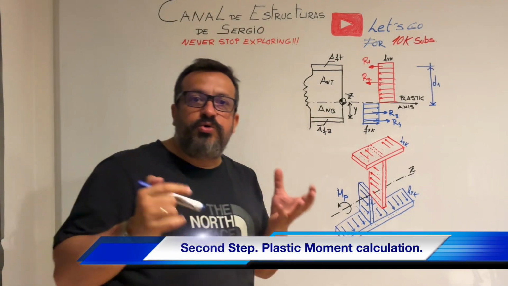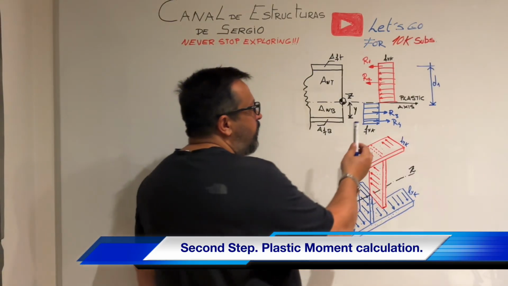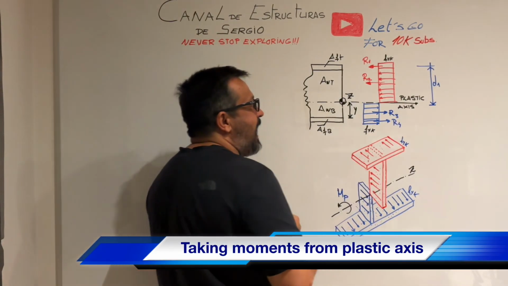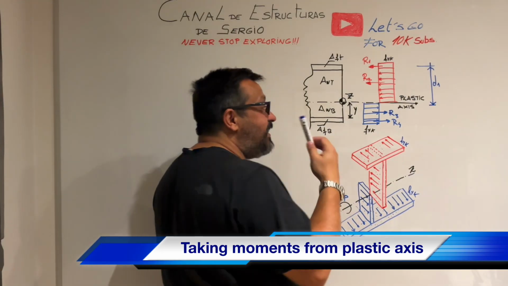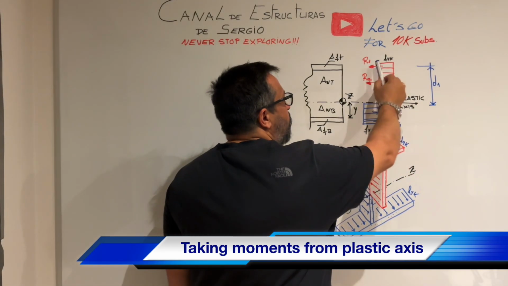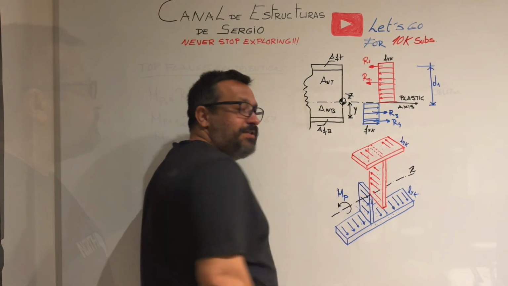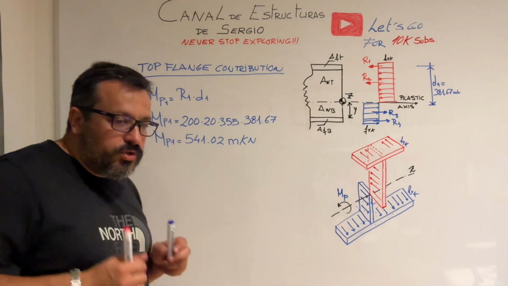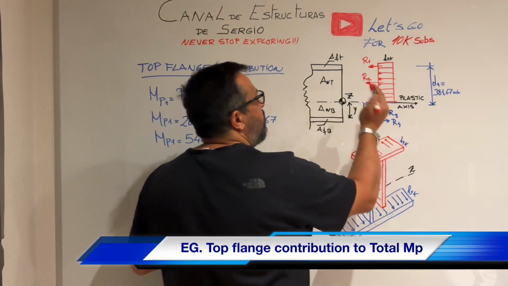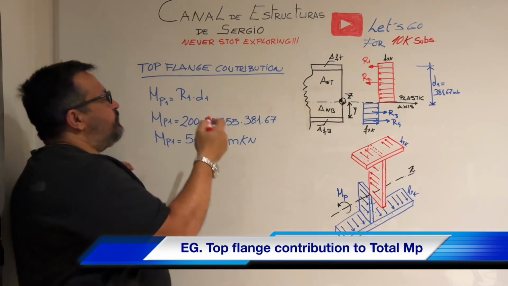The second step is to start estimating the bending moment. We are going to use the elevation of the plastic axis that we have here, and it is easy to take moments for each of the resultant forces from this plastic axis. As an example, we are going to evaluate the contribution to the plastic bending moment of the top flange. So those are the steps that we are going to follow.